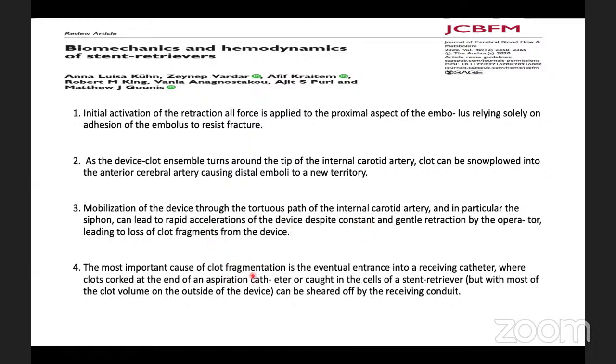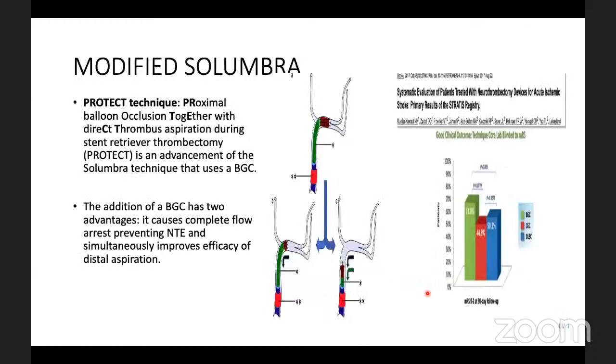The most important cause of clot fragmentation is the eventual entrance into receiving catheters, where clots corked at the end of the aspiration catheter are caught in the cells of the stent retriever and can be sheared off by the receiving conduit. So these are the mechanisms where the clots can be dislodged while the stent retriever is pulled into the aspiration catheters. So various techniques have come.